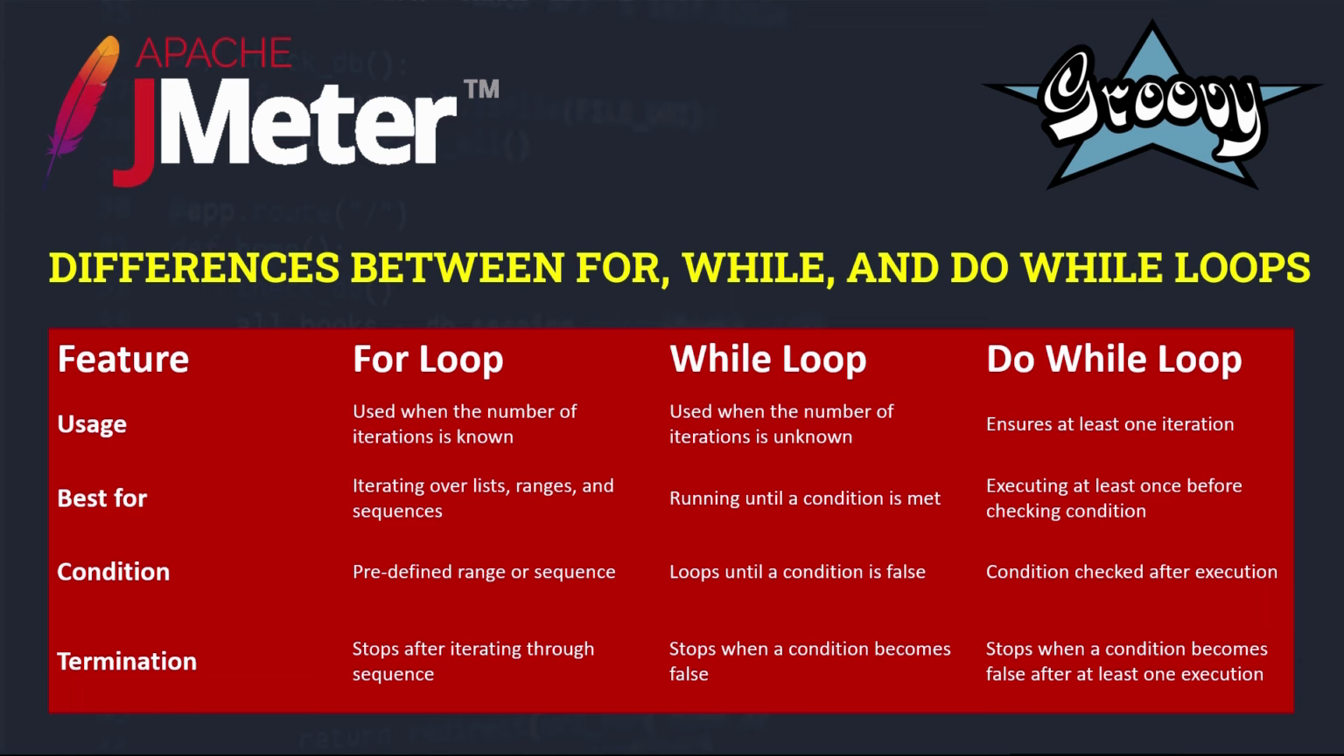When we talk about the conditions themselves: a predefined range or sequence in the case of a for loop; in the case of a while loop, until a condition is false; and in the case of do while, the condition is checked after execution. And when will these loops terminate? A for loop stops after iterating through the sequence, whereas while stops when the condition becomes false. Finally, do while terminates when a condition becomes false after at least one execution. That's why you use do while where you need to ensure at least one iteration is executed. Now let's go to JMeter and see these practically.